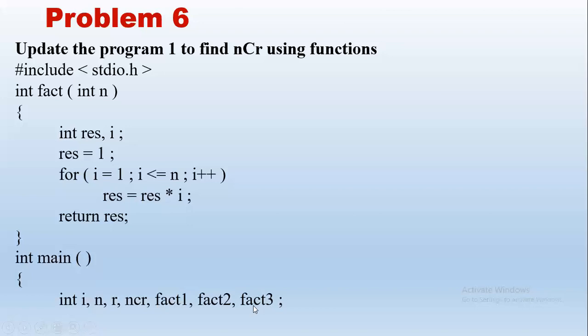So we have declared a few variables, just like the previous one. We have n and r as input. I we require for the variable. And fact 1, fact 2, fact 3 also for storing the factorials. NCR is the output. Let us see one by one.